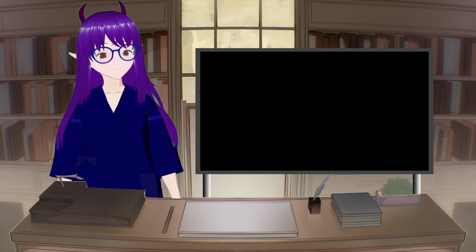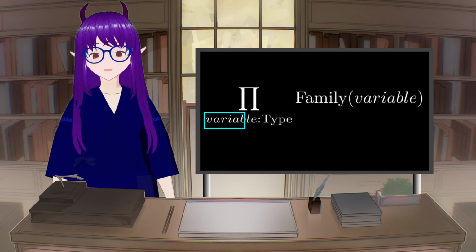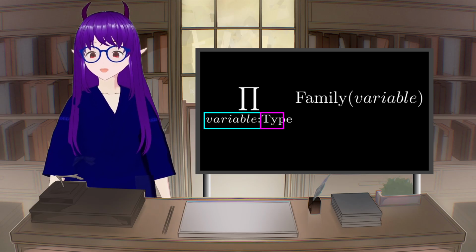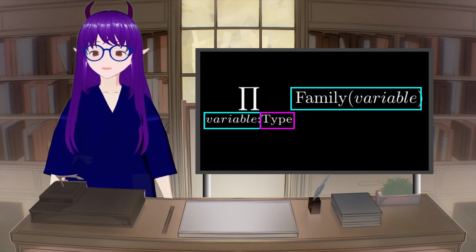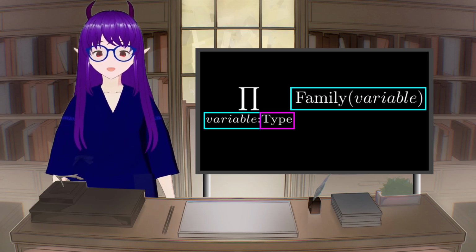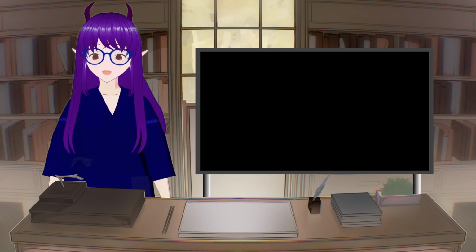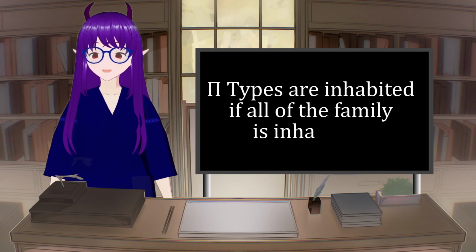Here is how it is typically denoted. Underneath the pi, it defines a new variable and sets it to be a particular type. Inside the scope of that pi, the variable is used as an argument to a type family. A pi type is inhabited if for all elements of a given index type, the family returns an inhabited type.